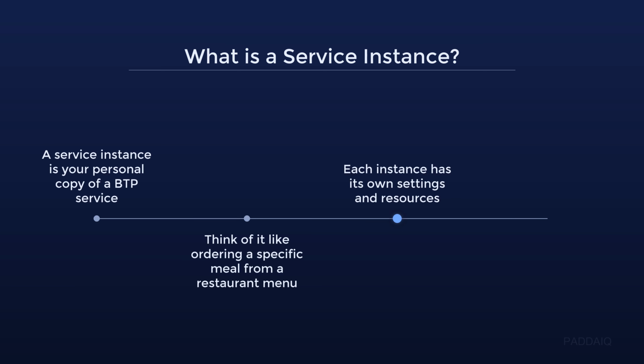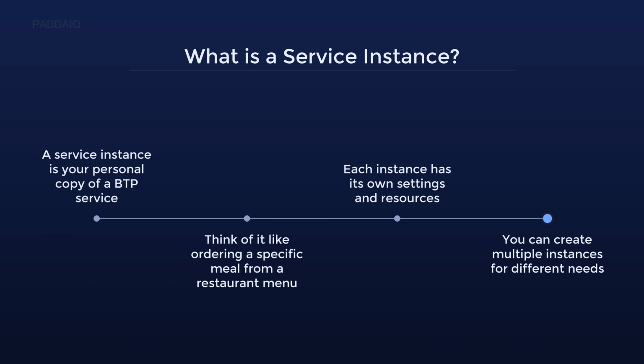Each instance has its own settings and resources. This means when you create a service, it gets its own unique configuration and dedicated computing power, separate from others. For example, each development project can have its own HANA database instance with specific memory and access rules. This isolation ensures your service runs reliably and securely, tailored exactly to your needs.